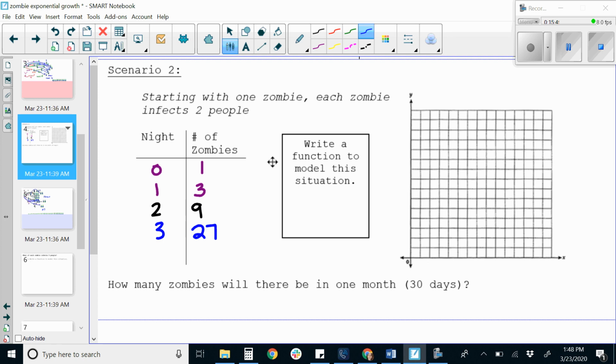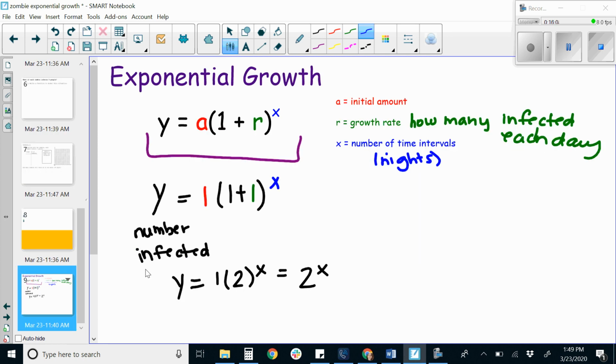So we will look at this equation. I'm not going to plot the points, but you're going to see if you do plot the points, it's going to go up a lot faster. All right, so this is infecting triple the amount each night. But if we look at the equation that we had, let's use this to write our equation.